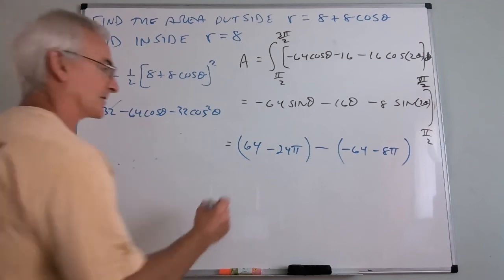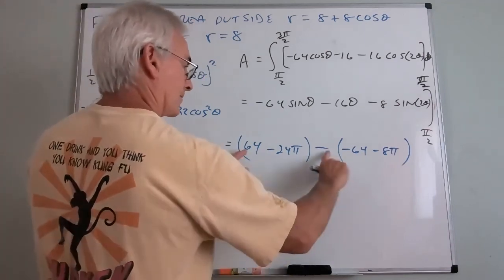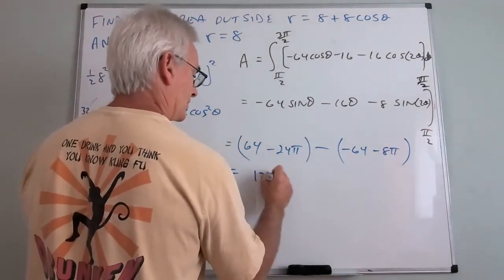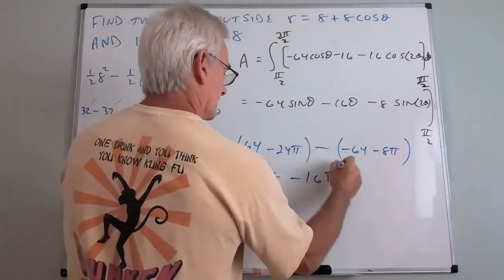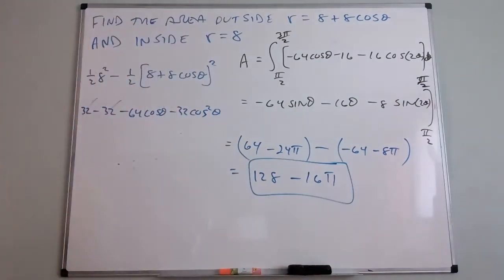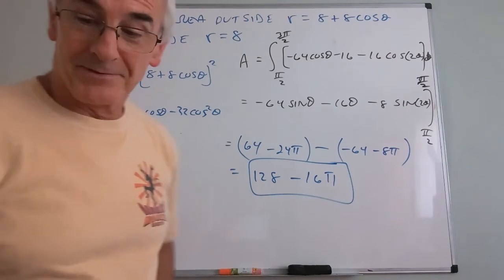Okay, so what does this give us? 128 minus 16 pi. So our answer is, oh, by the way, is our answer positive?